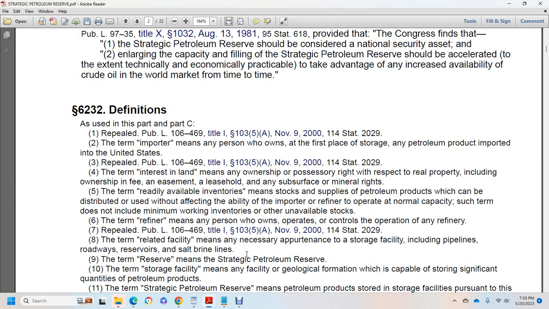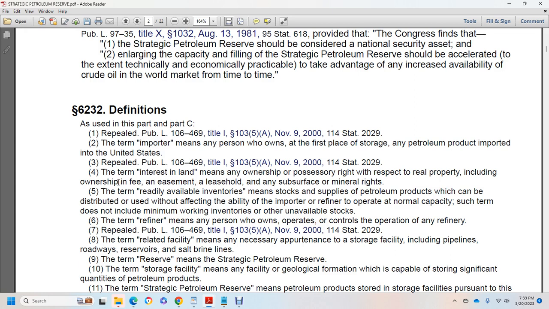Alright, Section 6232, definitions. As used in this part and in Part C: (1) Repealed. Public Law 106-469, Title I, section 103, November 9, 2000, 114 Statute 2029. (2) The term importer means any person who owns, or in the first place stores, any petroleum product imported into the United States. (3) Repealed. Public Law 106-469, Title I, section 103(5)(A), November 9, 2000. (4) The term interest in land means any ownership or proprietary right with respect to real property, including ownership in fee, an easement, a leasehold, and any subsurface or mineral rights.